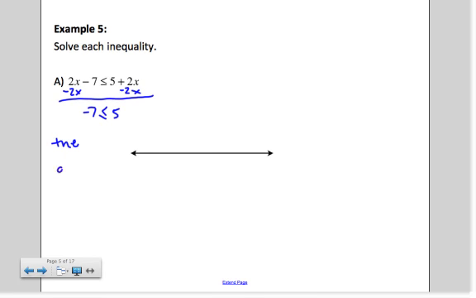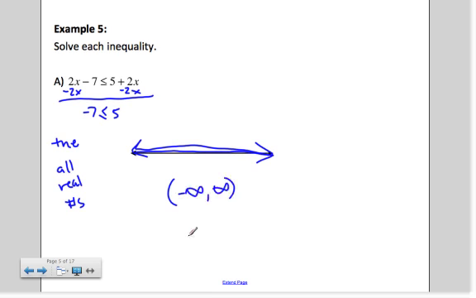So the solution is all real numbers. Okay, and for my solution, I would just graph the whole thing. Okay, and my interval would be negative infinity to infinity.